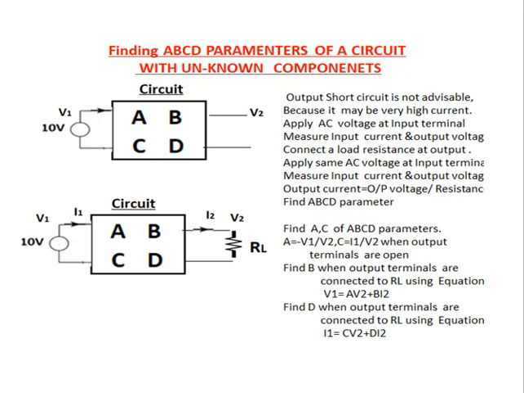Find A and C of the ABCD parameters. A is equal to V1 by V2, and C is equal to I1 by V2 when the output terminals are open. Find B when the output terminals are connected to RL using the equation V1 is equal to AV2 plus BI2. Find D using the equation I1 is equal to CV2 plus DI2.